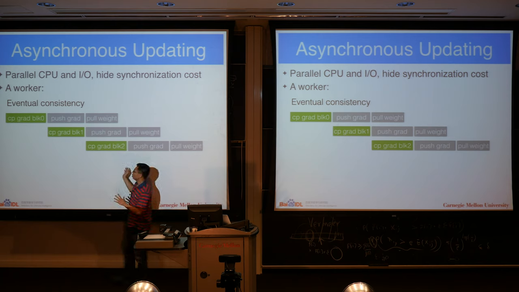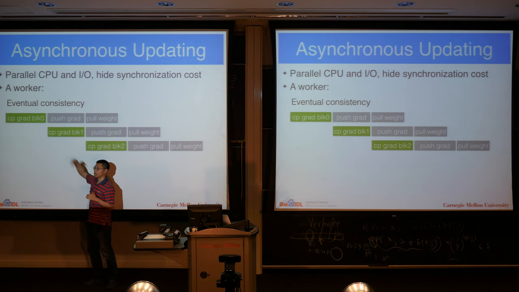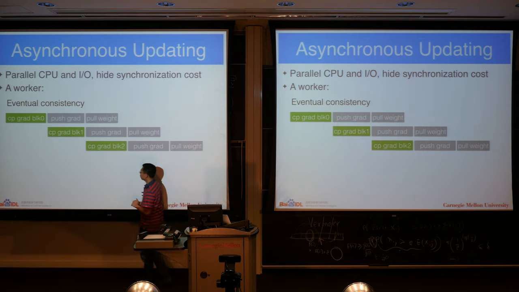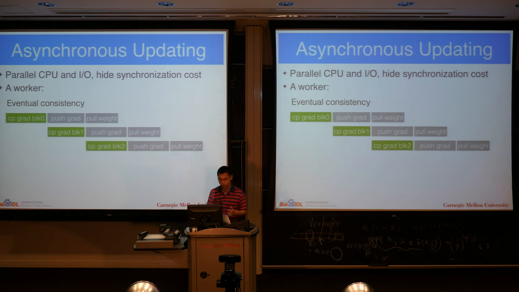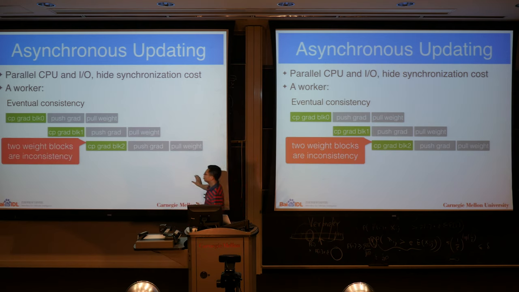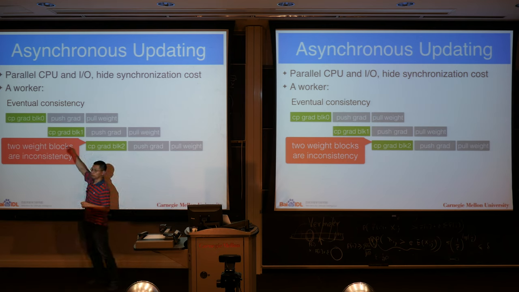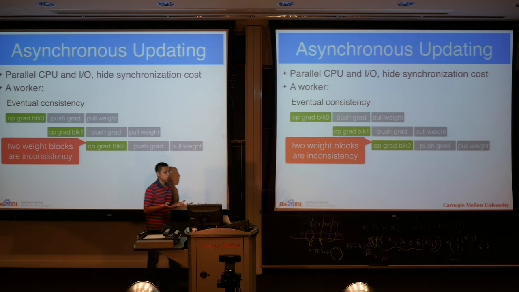The computation uses some CPU power, but push and pull just use the network. So if we want to maximize the utility of the CPU, you do not wait for the network to finish. You can move to the next block immediately so that the CPU keeps busy, and at the same time, the network is transferring something. Next, you can move to another block. In this case, you definitely have a problem, because on this block the two weight blocks are not consistent. Compared to the sequential algorithm, you start with this block and you didn't get the update from the previous one. This should be fine if the two blocks are not very correlated, but you may have some problems.